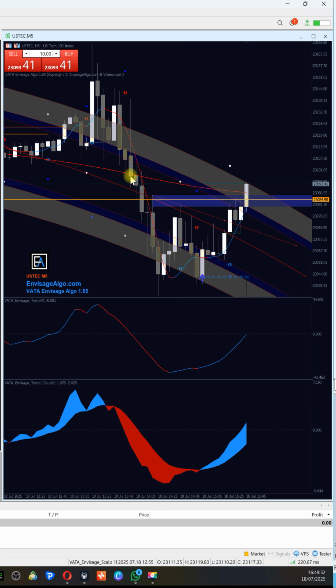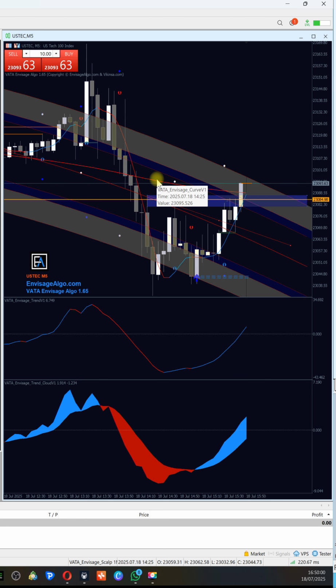The whole process is more important than how much money you made, how much lot size you used. Okay, this is how you trade markets the easy way, using VATA and Envisage.